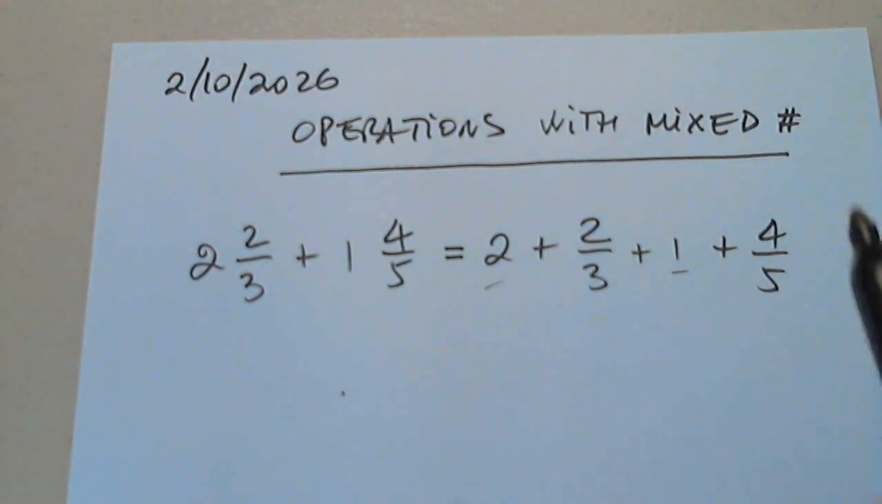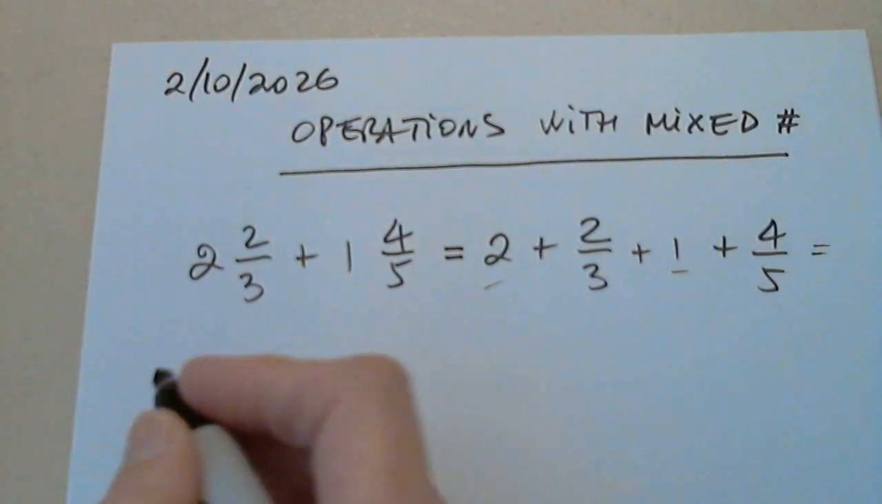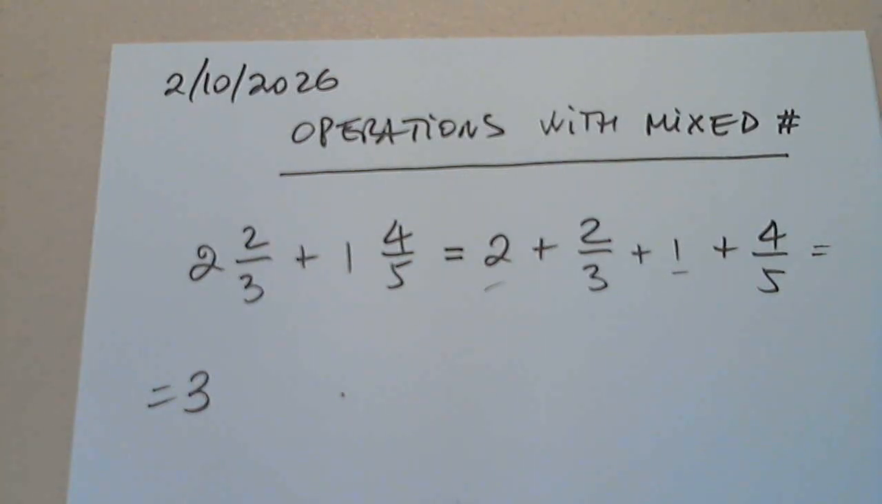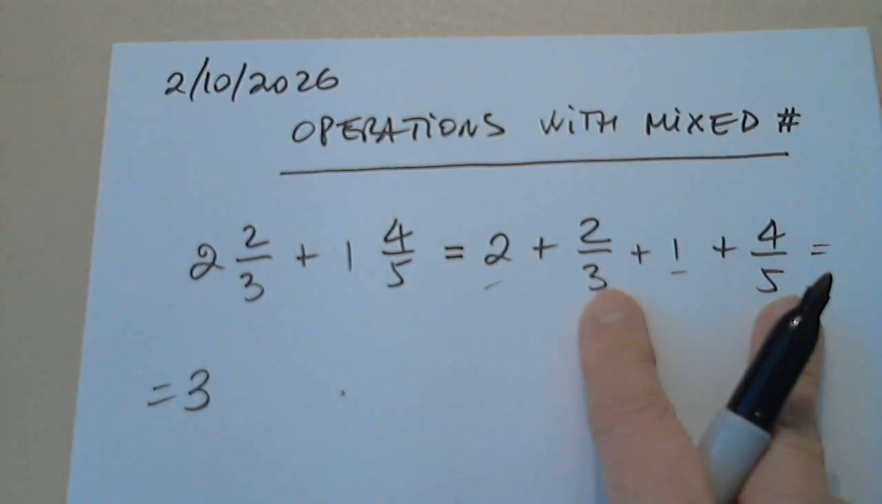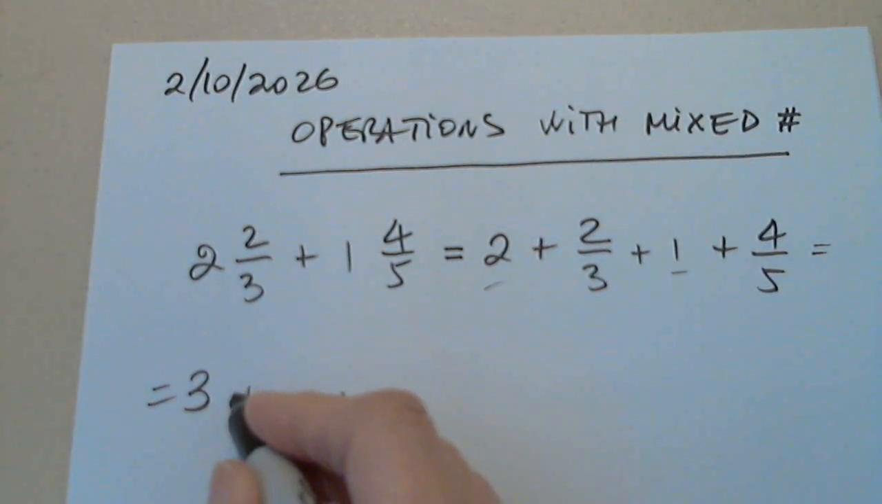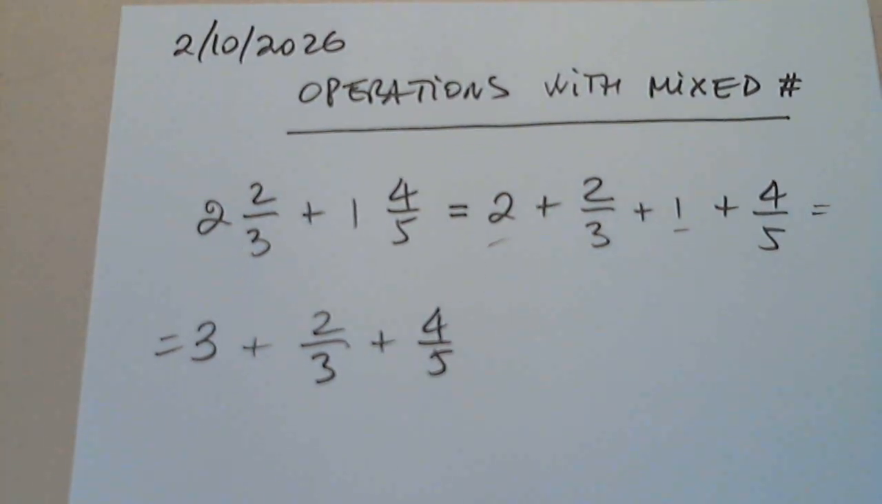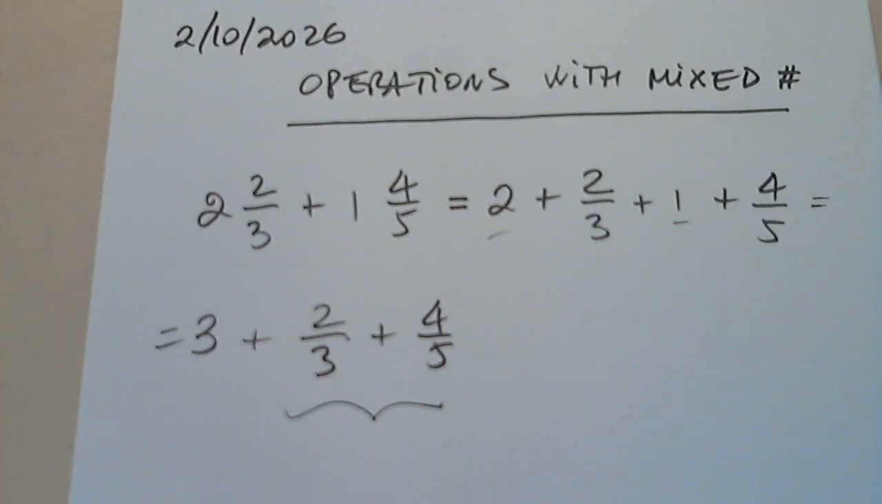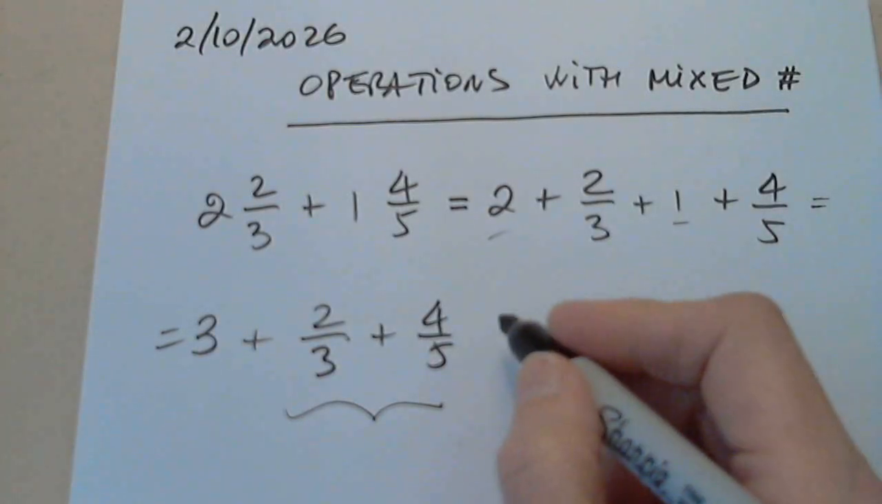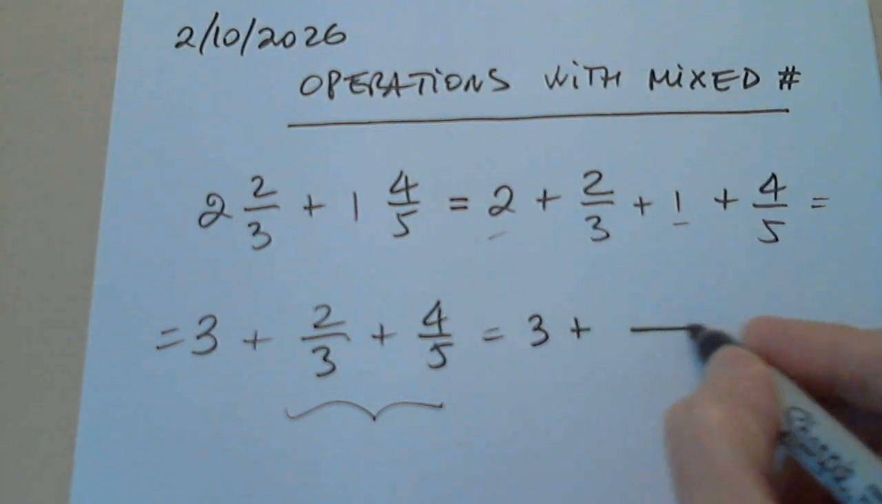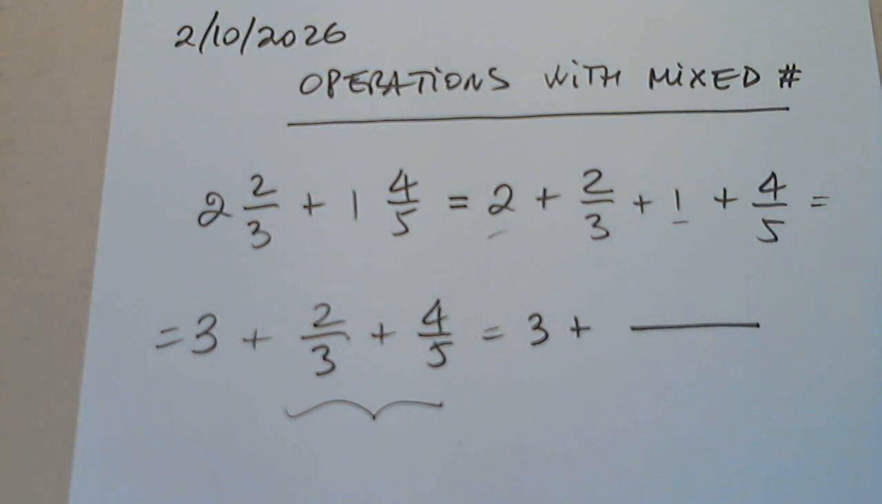You can add the integers together. This is one way. So you have 3. But then you have to add these two. So positive 2/3, the fractions, plus 4/5. This is a lucky situation. Why? Because 3 and 5 have no common factors. And we know what the least common denominator is when we have no common factors.